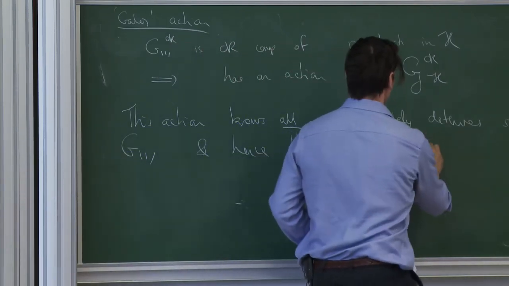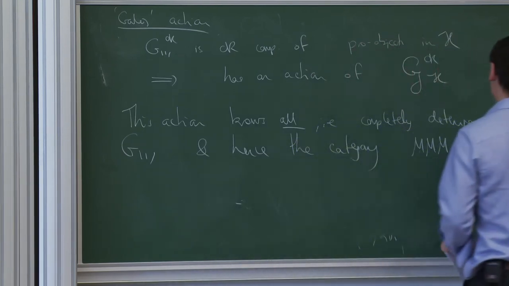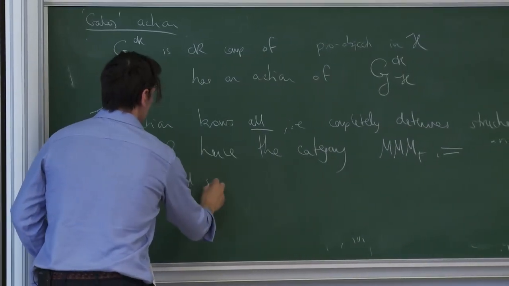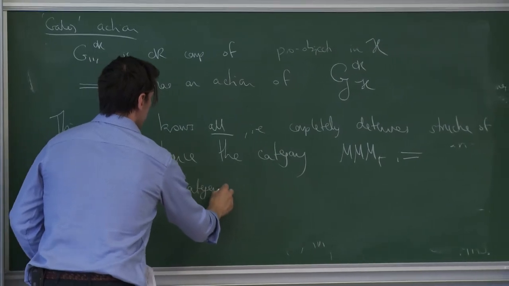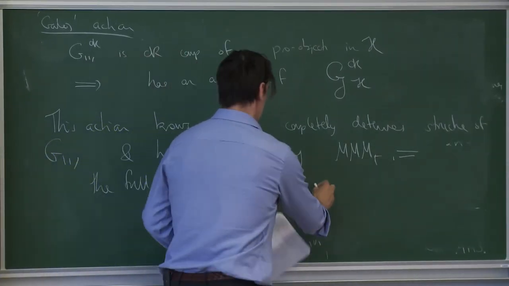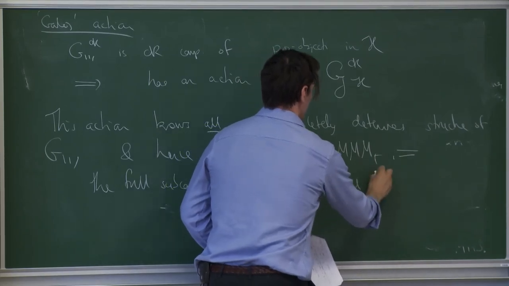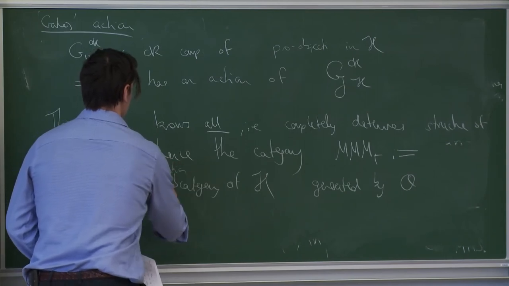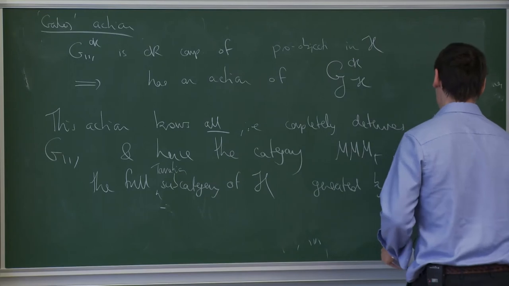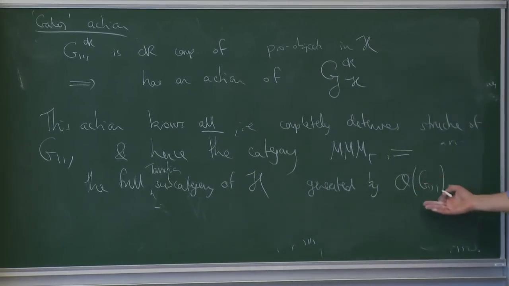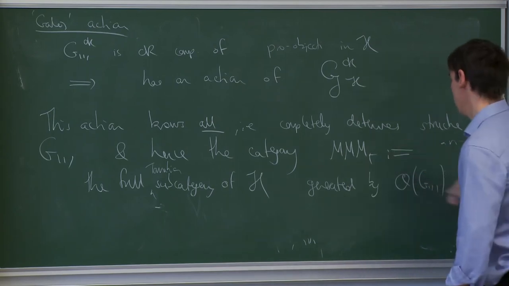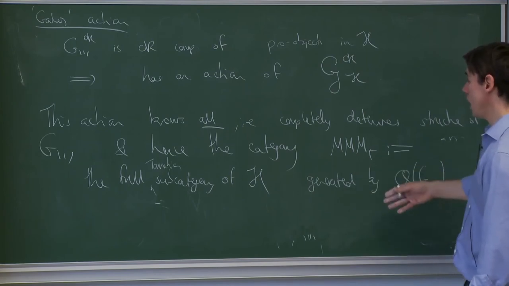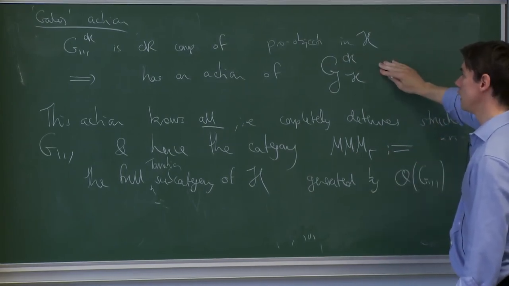So I define a category of mixed modular motives, MMM gamma. I'll remind you the definition here. It's just the full Tanakian subcategory of H generated by the affine ring OG11. So that means it's all subobjects and quotient objects, duals, tensor products thereof, etc. So that's what I define to be the category of mixed modular motives. And understanding this category is equivalent to understanding this action.